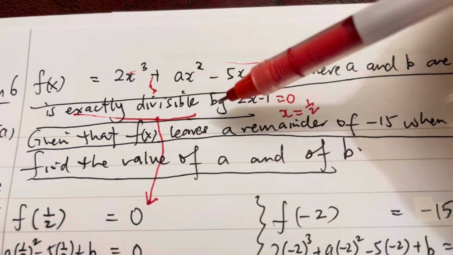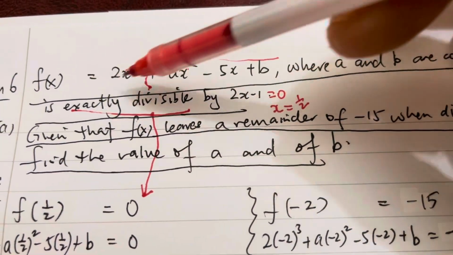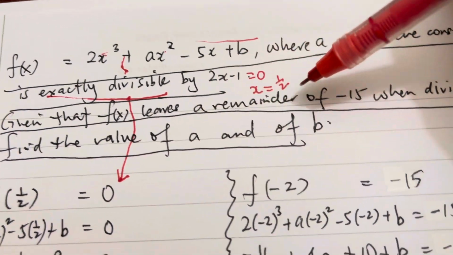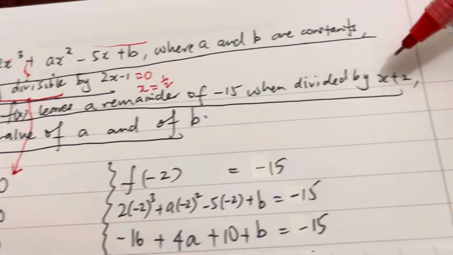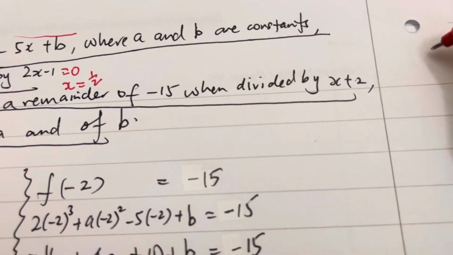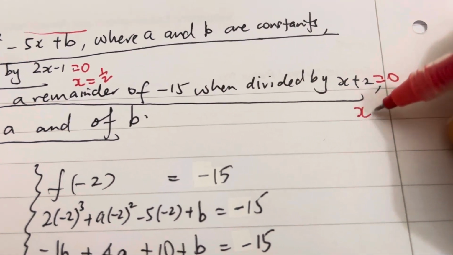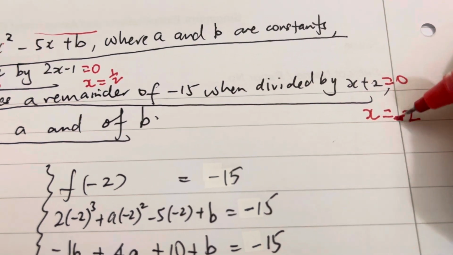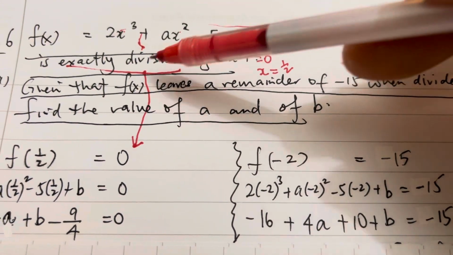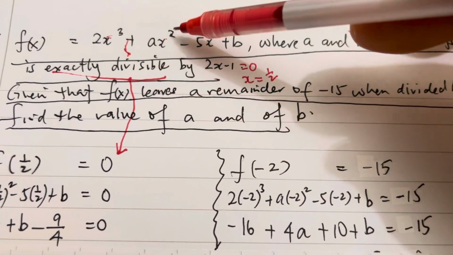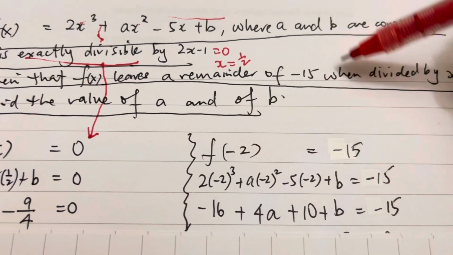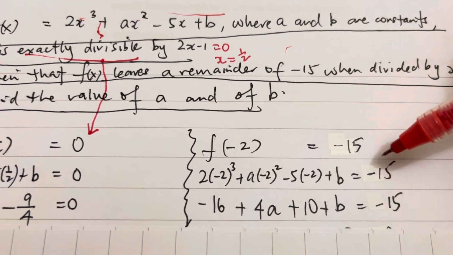Now the second one tells you that this f(x), this function here, when you divide it by x plus 2, the remainder is minus 15. So if you were to set this to 0, you'll be able to get x equals minus 2. So this minus 2 is the value that you must sub into here. All the x values, replace all the x values with minus 2, and that will give you the remainder, which is minus 15 according to this question.